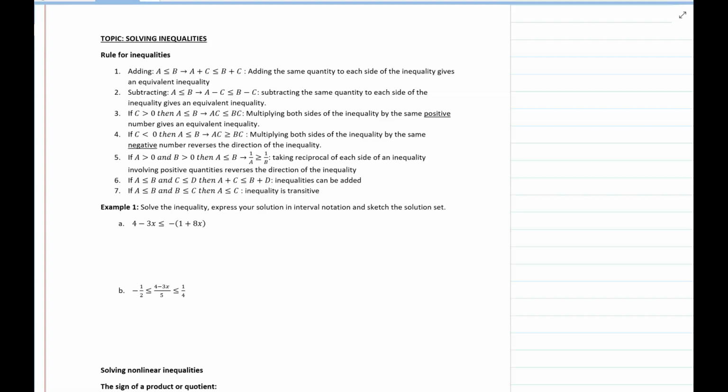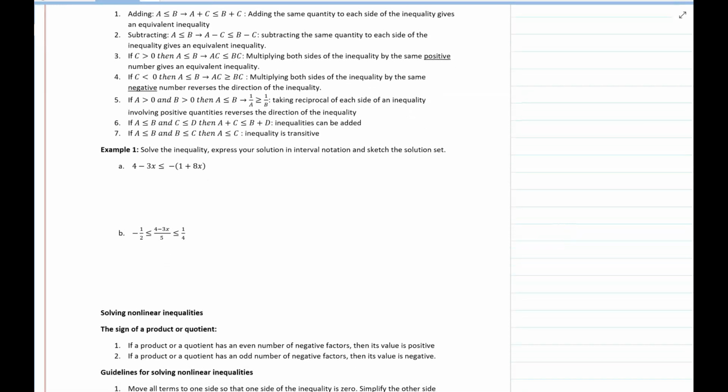Solve the inequality, express your solution in interval notation, and sketch the solution set. 4 minus 3x less than or equal to negative 1 plus 8x. We will solve the inequality as follows. We distribute the negative 1. We will collect all the terms that have the variable on one side and all the constant terms onto the other.